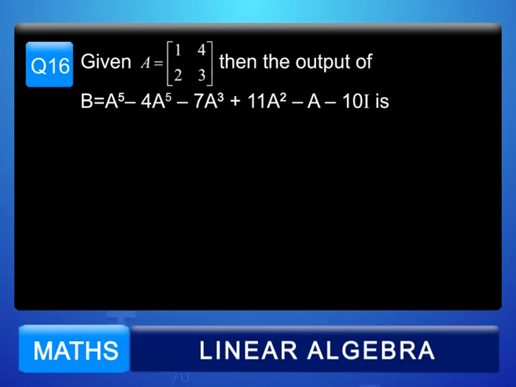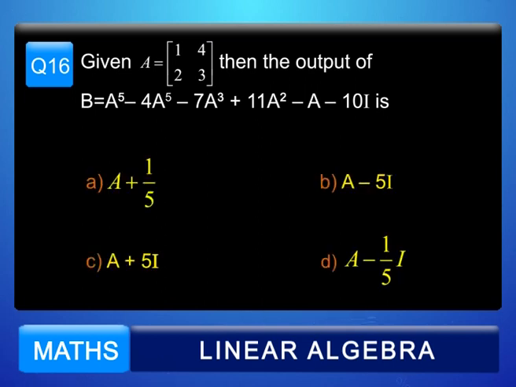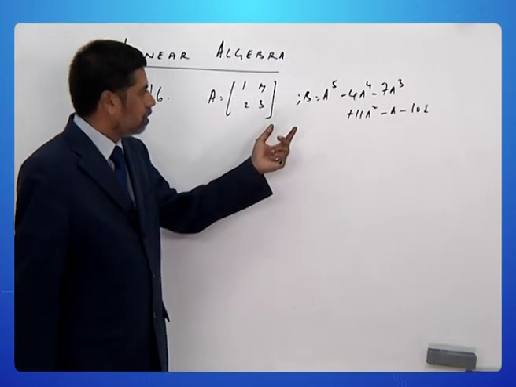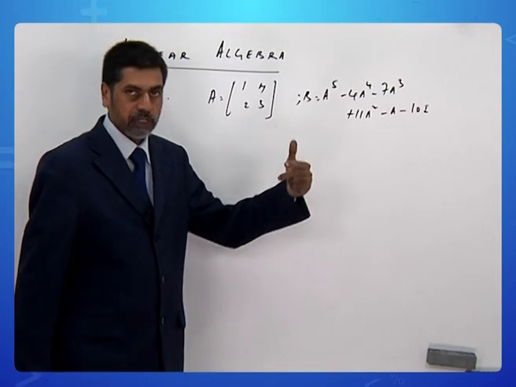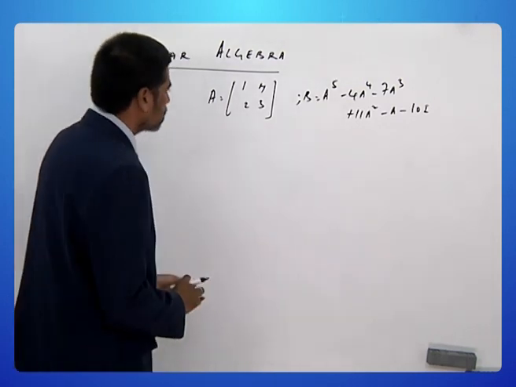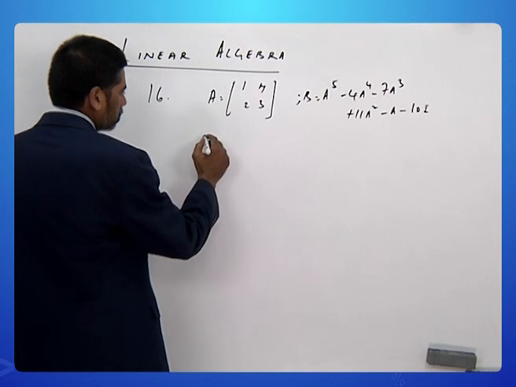Question number 16. Given A is equal to 1, 4, 2, 3, what is the output of the matrix B is equal to A power 5 minus 4A power 4 minus 7A cube plus 11A squared minus A minus 10I? Well, we'll go through the Cayley-Hamilton theorem and first calculate the characteristic equation.